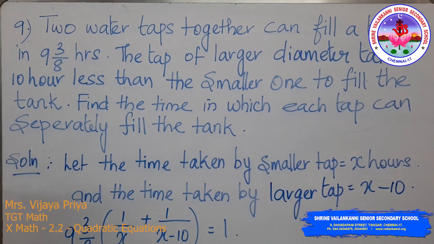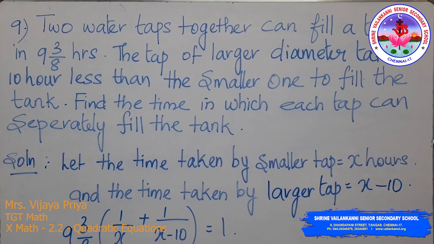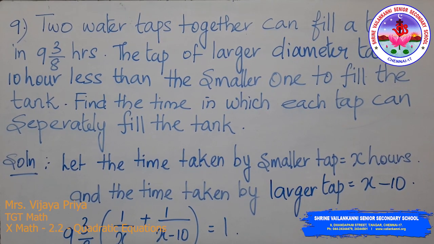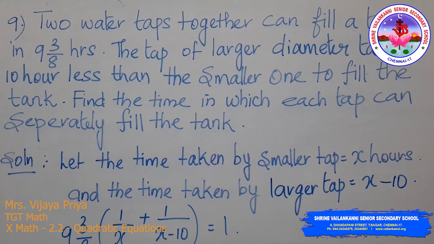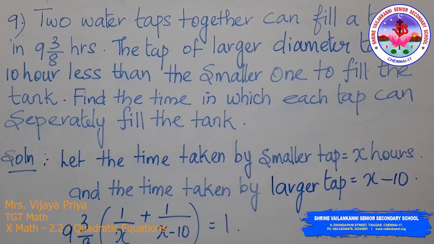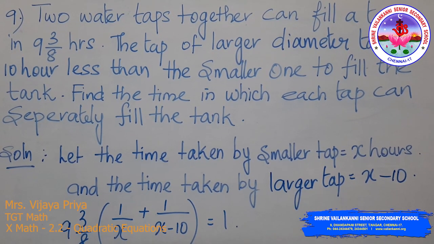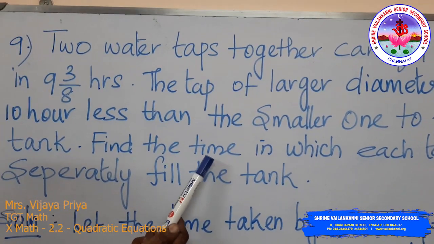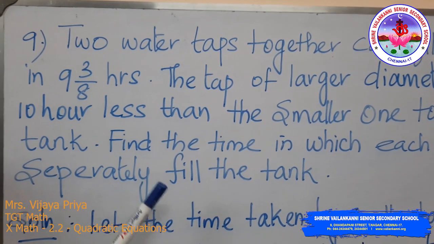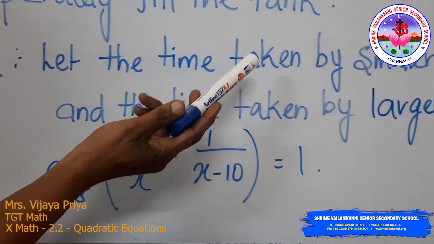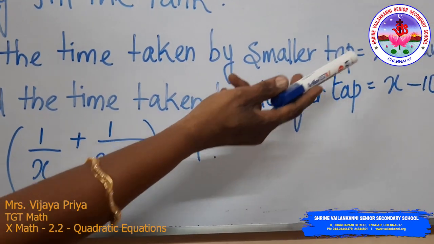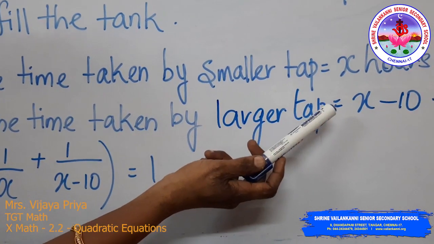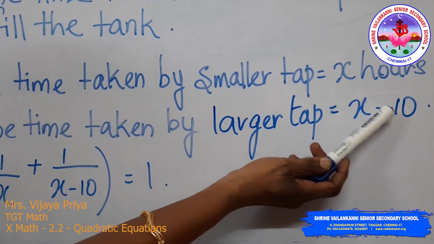Two water taps together can fill a tank in 9 3 by 8 hours. The tap of larger diameter takes 10 hours less than the smaller one to fill the tank. Find the time in which each tap can separately fill the tank. So in the last line, he wants you to find out the time taken by the smaller tap and the larger tap. So the time taken by the smaller tap is equal to x hours, and the time taken by the larger tap will be 10 hours lesser than the smaller tap, that is x minus 10.